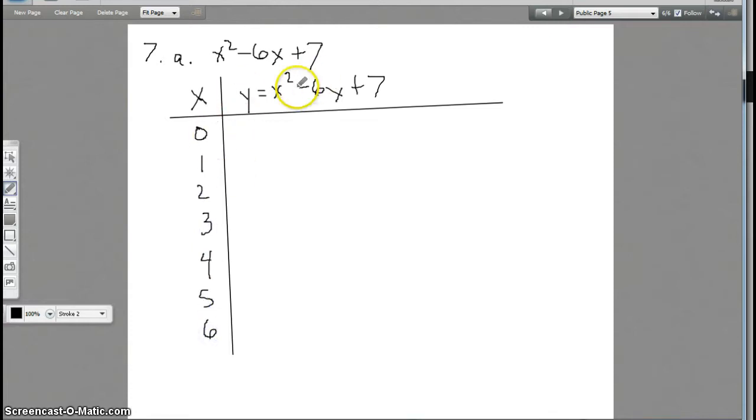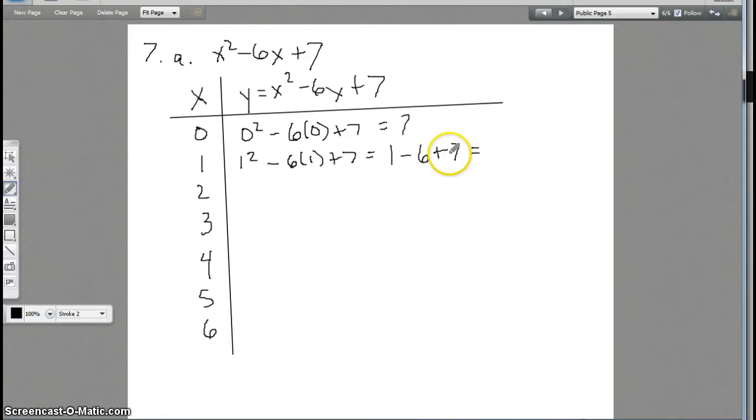So when I plug 0 into this equation, I get 0 squared minus 6 times 0 plus 7, and that's 7. When I plug 1 into the equation, I have 1 squared minus 6 times 1 plus 7. Well, 1 squared is 1, minus 6 times 1 is minus 6, and then plus 7. 1 minus 6 is negative 5, plus 7 leaves me with 2.